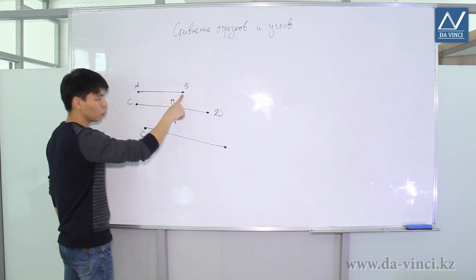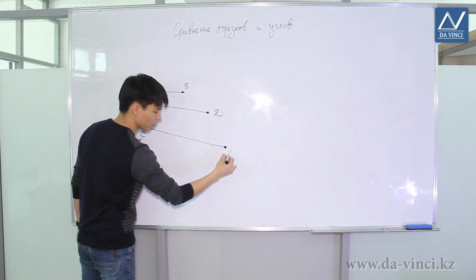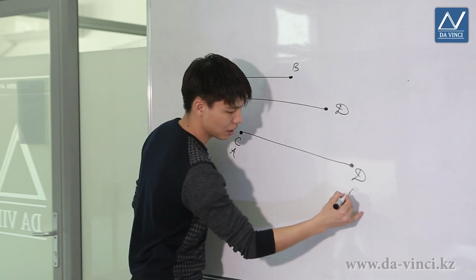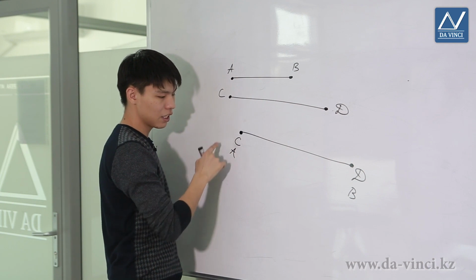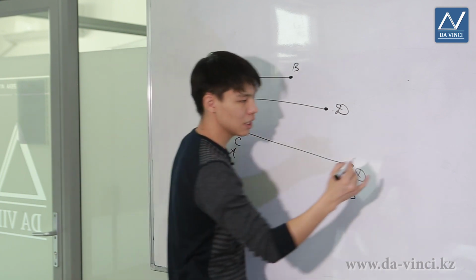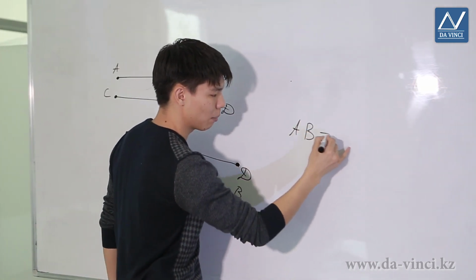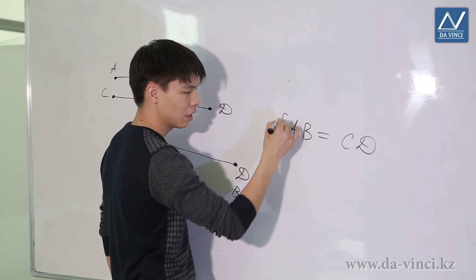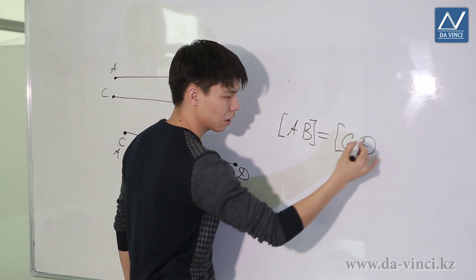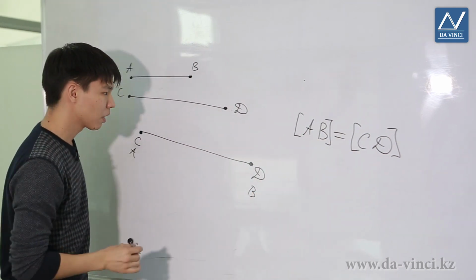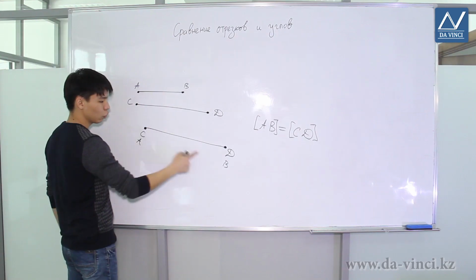So here we have point C, and we overlaid it so that point A also coincided. Now, if point B coincides with point D when superimposed, then the segments will be equal. That is, it will turn out that point B coincided with point D. This means that segments AB and CD completely coincided when superimposed. Then it is said that the segments are equal, and we write AB equals CD. Segment AB is equal to segment CD. Or, as I said, it can be denoted in square brackets. Then it is immediately clear that we are talking about segments.